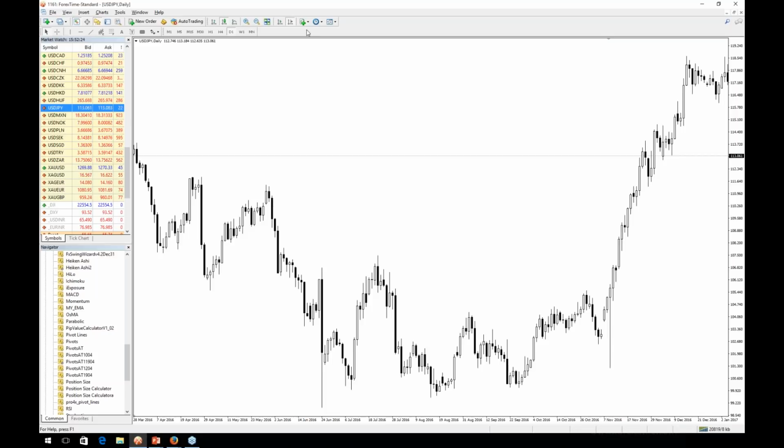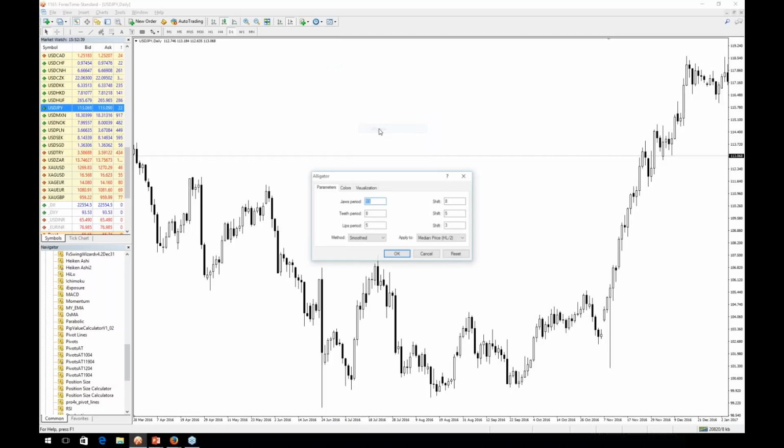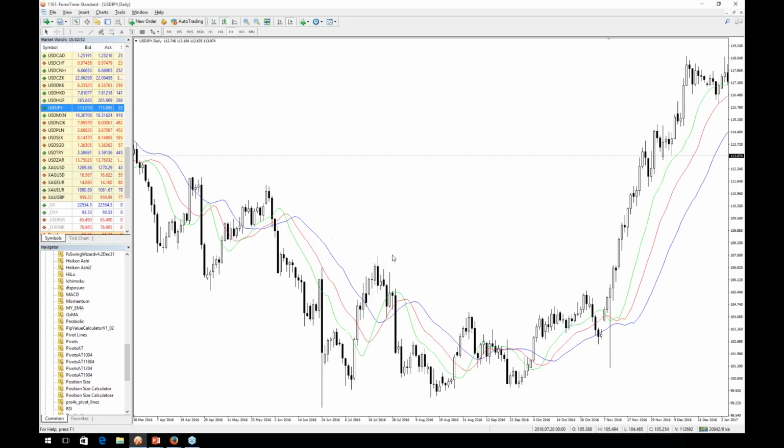You click here on the indicators list, and then you go to Bill Williams, because all these tools that I have been discussing today are developed by Dr. Bill Williams. And then under Bill Williams, you choose the alligator. The default parameters are 5, 3 for the lips, 8, 5 for the teeth, and 13 and 8 for the jaw. Okay, and now here you are, the 3 lines that make up what's known as the alligator.